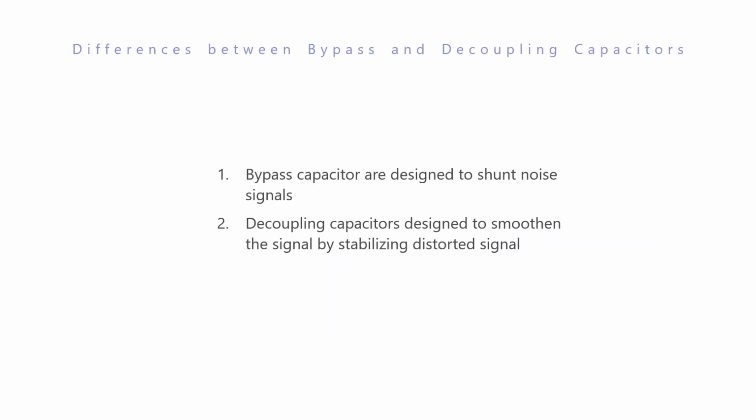Bypass capacitors and decoupling capacitors have many similarities and are used interchangeably. The only difference between the two is that bypass capacitors are designed to shunt noise signals, whereas decoupling capacitors are designed to smoothen the signal by stabilizing a distorted signal.